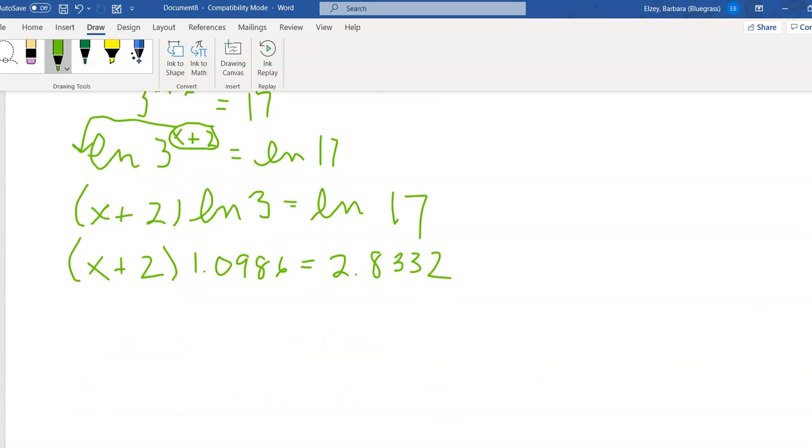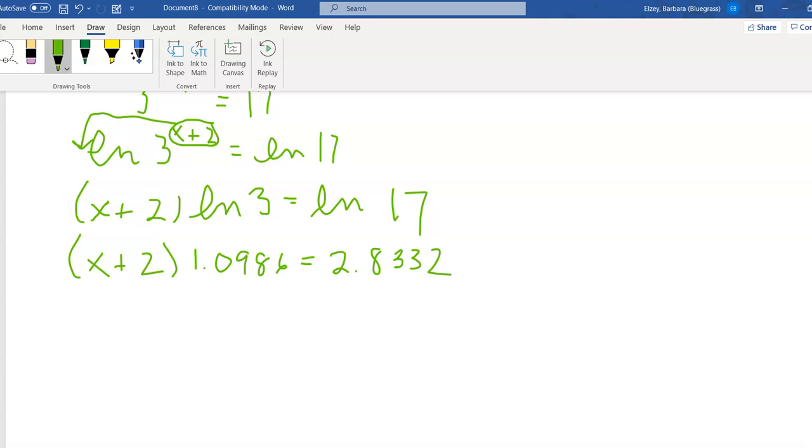All right, now notice it's a normal linear equation. We've just got ugly numbers in it. So let's distribute the 1.0986 through these parentheses. So 1.0986 times the x is just 1.0986x. And then 1.0986 times 2 is 2.1972. And then I still have this ugly decimal over here.